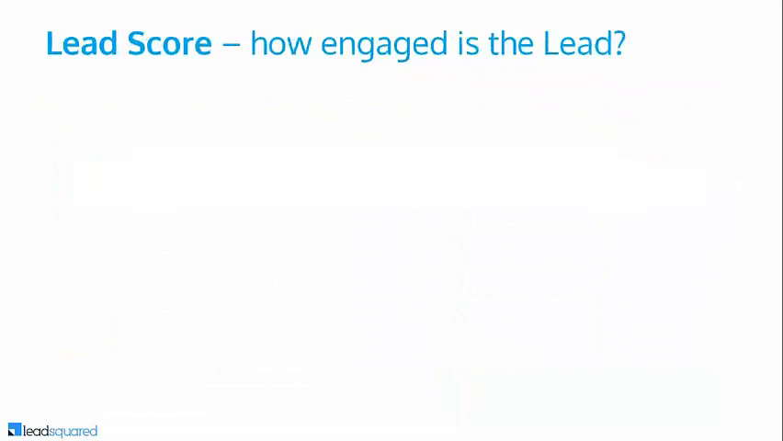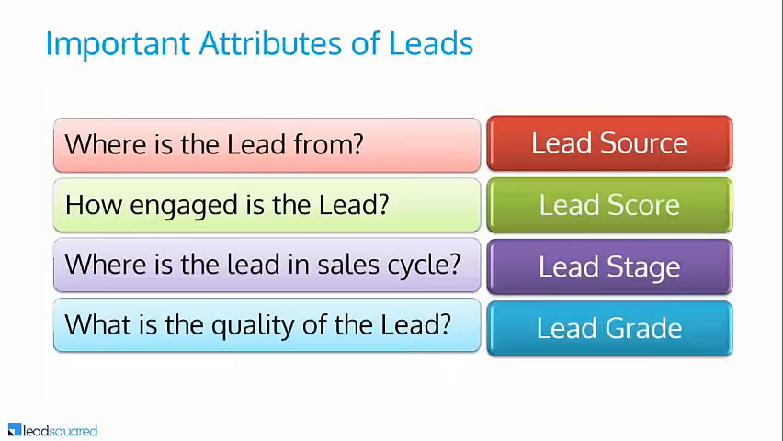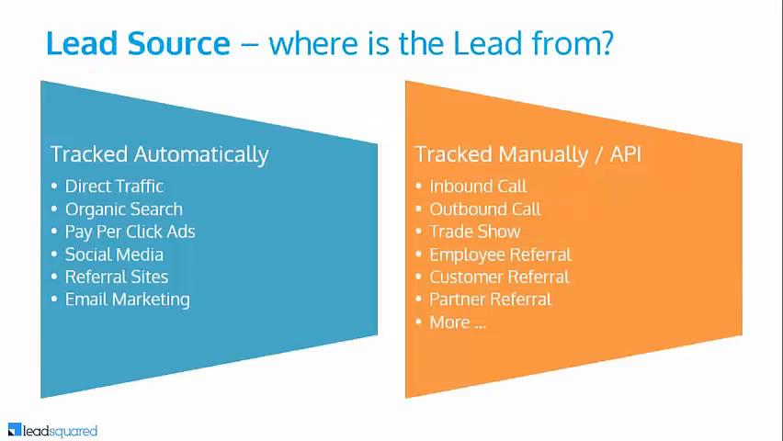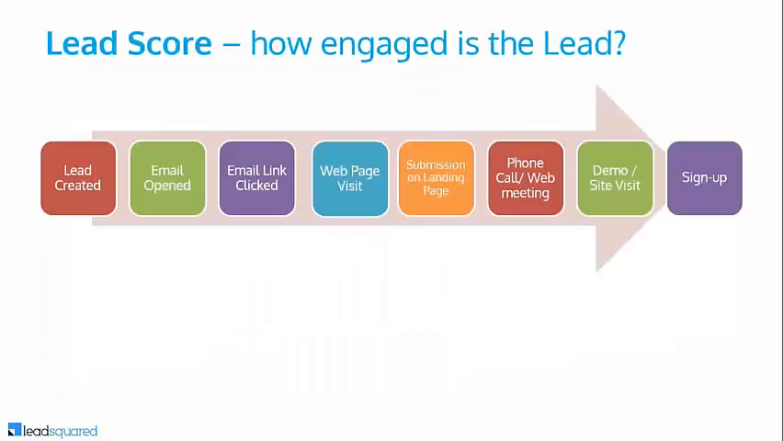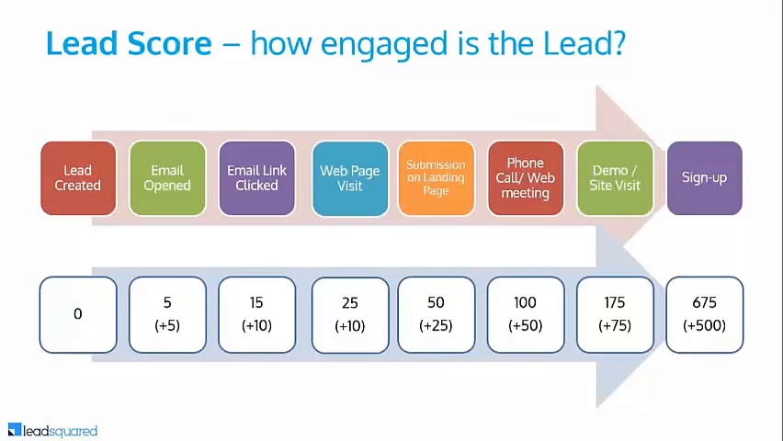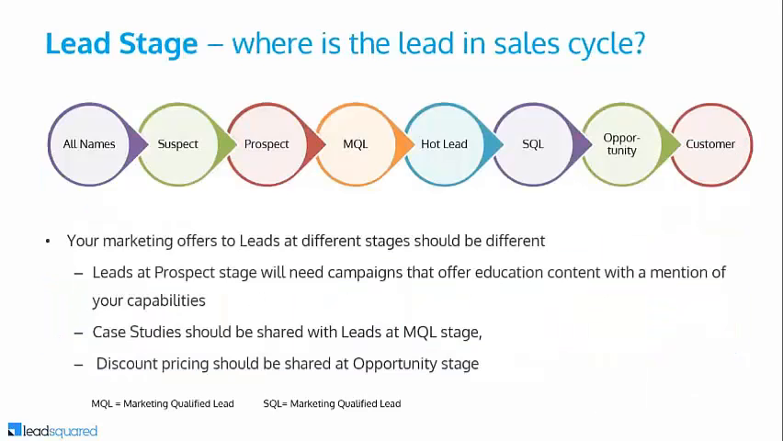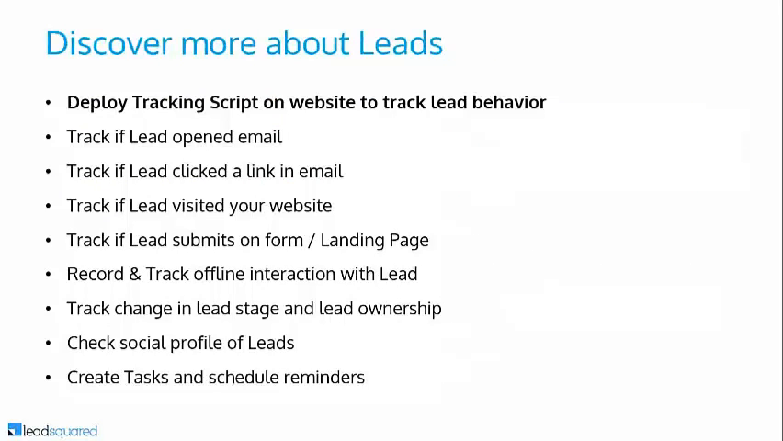So once again, lead source, lead score, lead stage, and lead grade. These are four important attributes which will give you a lot of information about the lead, which will tell you where exactly the lead is in the sales and marketing efforts, and what kind of more marketing or sales activities are required in order to convert the lead to a customer, or you may decide to disqualify the lead. Okay, so what all can you do with the lead once it's there in LeadSquared?